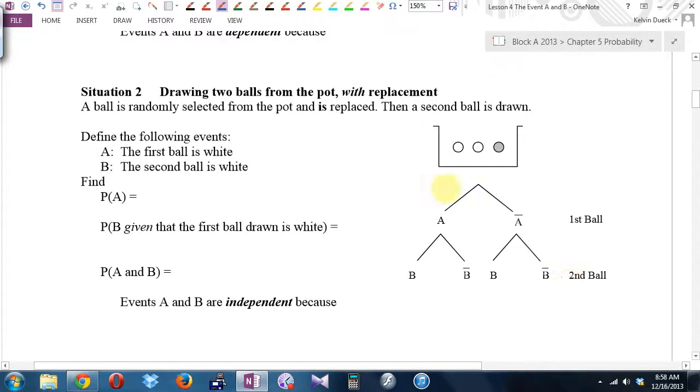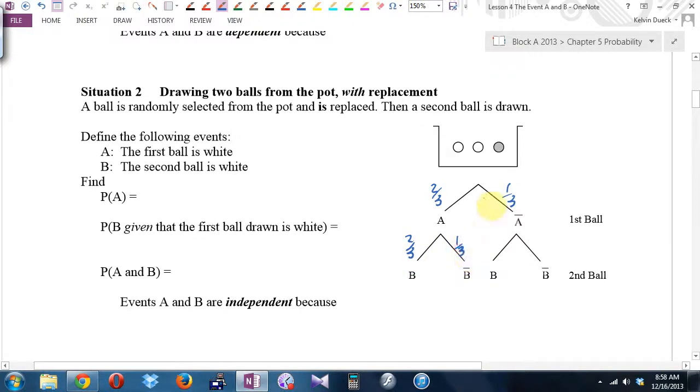Cole, my friend, reaching in, what are the odds that the first ball is white? How many whites are there? Out of? What's the odds that the first ball is not white? Okay. Now, you put the ball back, shake things up. What are the odds that the second ball is white? How many whites are left in the pot? 2 out of? What are the odds that we're not white?